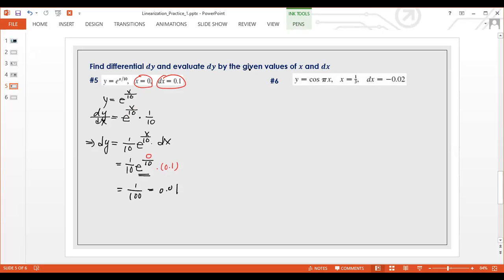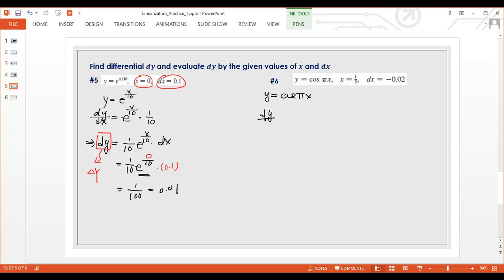Okay, so here, let's do this one. This one is very similar also. So y is equal to cosine pi x here. So that's how you estimate. Remember we said you can use the dy to estimate what delta y is here, right? That's the approximation you can do. Okay, so let's do this one here.